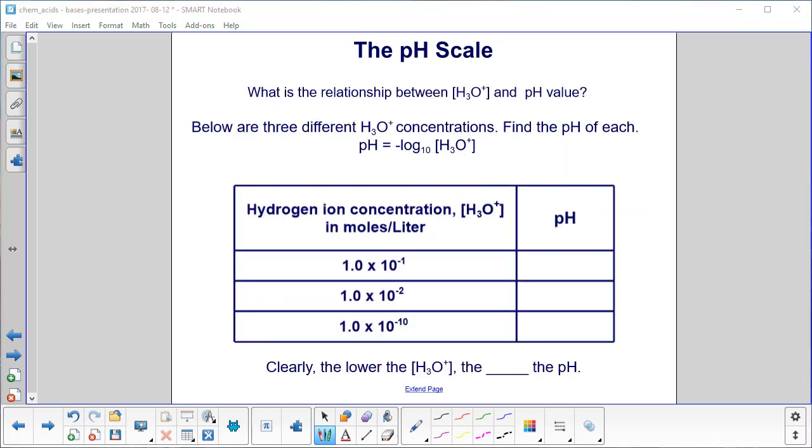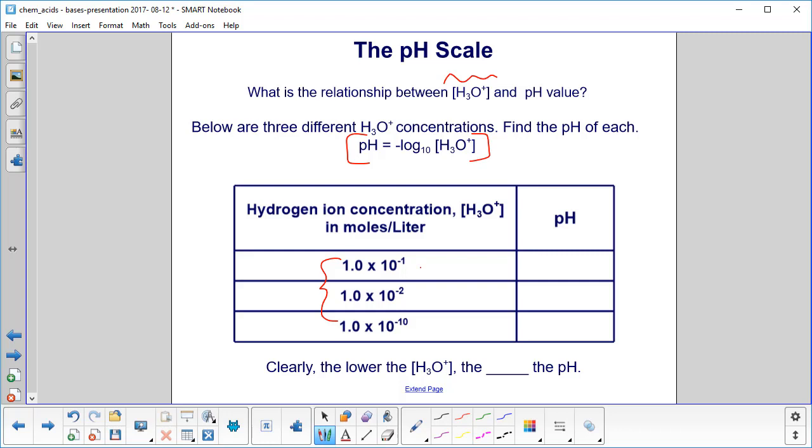What's the relationship between the hydronium ion concentration and the pH value? Here we have 3 different hydronium ion concentrations. Find the pH of each. And here's our equation. So go ahead and give that a shot on your own, and then we'll fill the answers in when you're done.